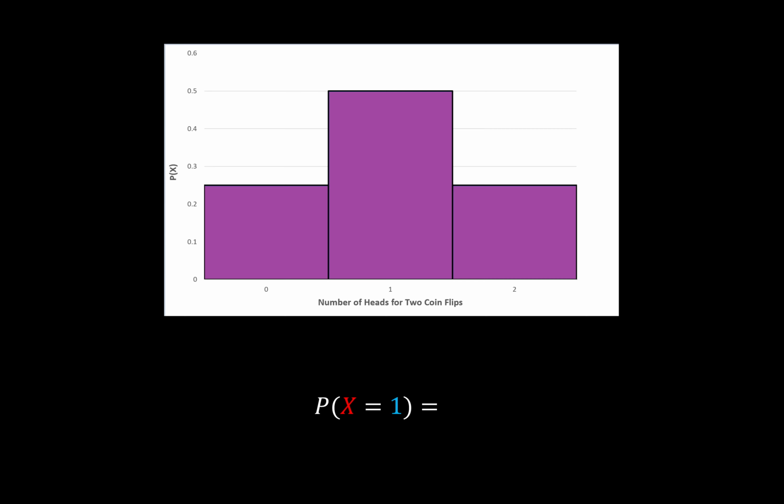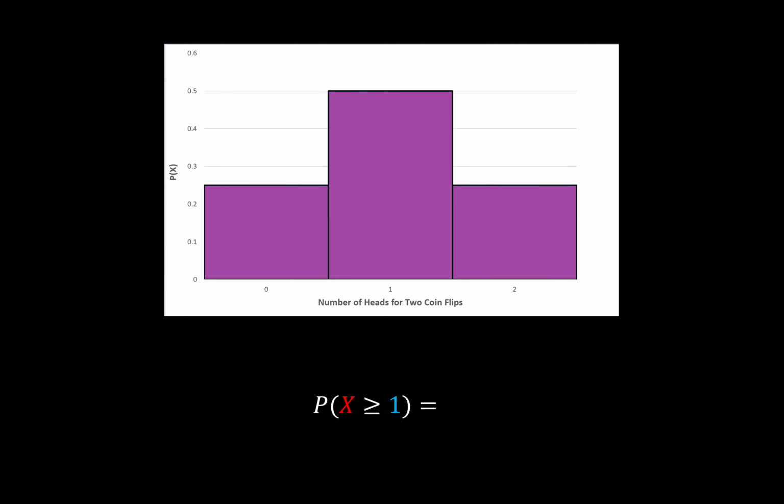What about the probability of getting 1 heads? 0.5, because again, that's where the height of my column stops. What is the probability of getting 1 or less heads? Well, it would be the sum of the heights of these two columns, so 0.75.